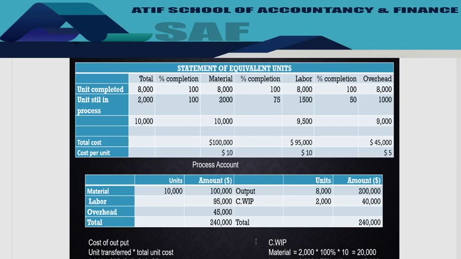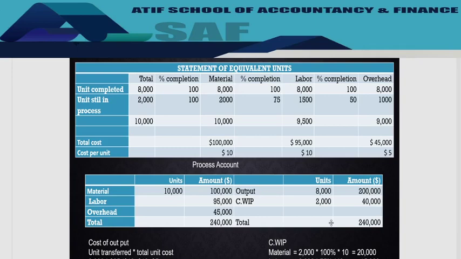Still in process units multiplied by their stage of completion multiplied by their unit cost. With respect to material, still in process units are 2,000. These are 100% completed and their unit cost is $10, so the amount comes as $20,000. For labor, 2,000 units are 75% completed and their unit cost is $10, so the amount comes as $15,000. For overhead, 2,000 still in process units are 50% completed and their unit cost is $5, so the amount comes as $5,000. So the total of material, labor and overhead cost is recorded as closing work in progress, which comes as $40,000.